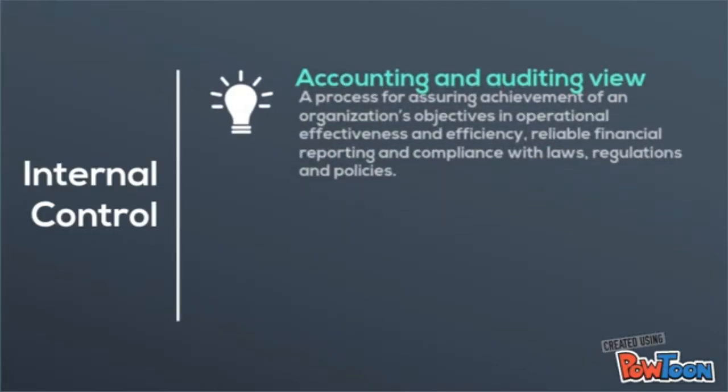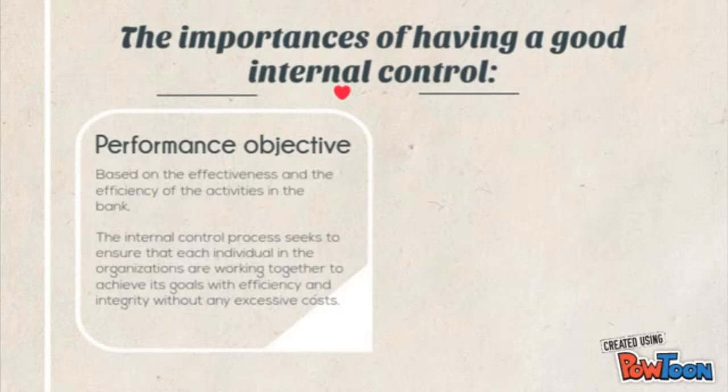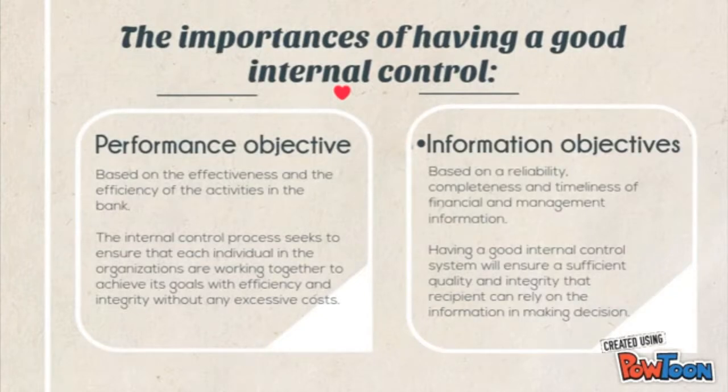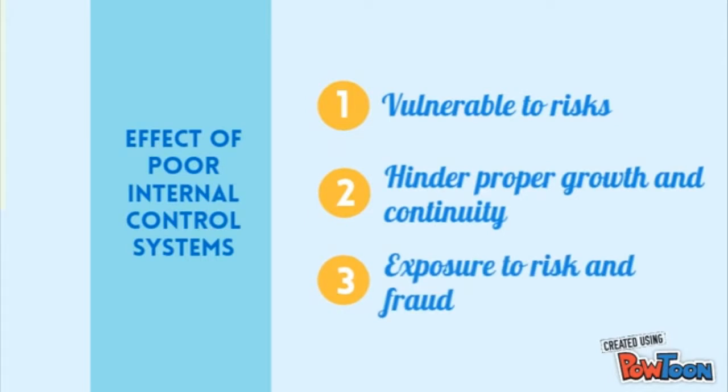The main issue now is whether lack of internal control leads to intentional fraud by the bank's employees. Internal control process is divided into accounting and auditing view and banking institutional view. The importance of having a good internal control process is also divided into two, which are performance objective and information objective. Lack of internal control and deficient operation make companies vulnerable to a number of risks. All these risks hinder proper organizational growth and continuity. Moreover, an internal control system, if not properly established, would lead to the exposure of the company to risk and fraud, which largely affects the organization's productivity.